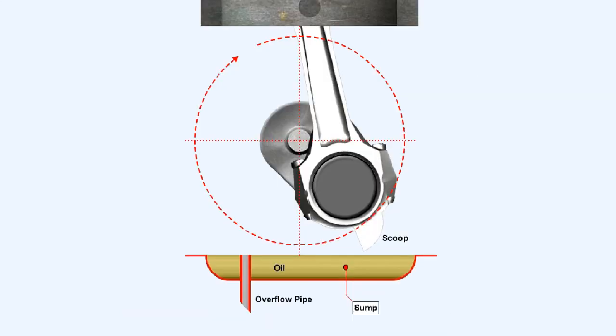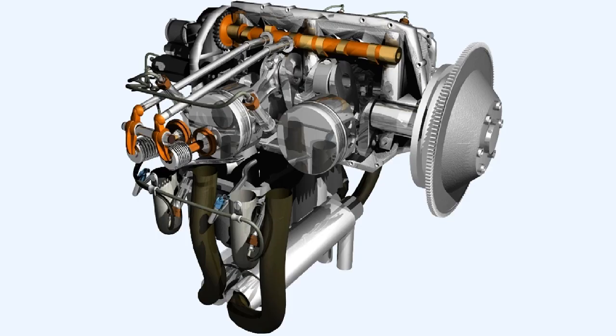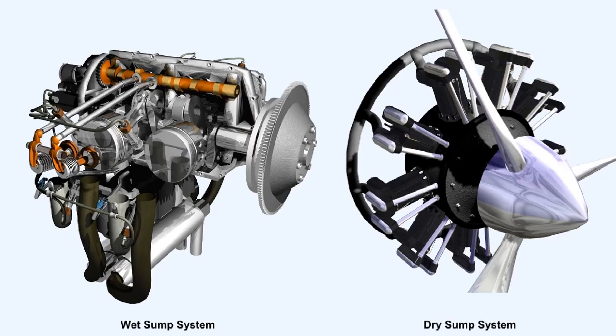The splash system, where oil is thrown onto the major components by the rotation of the crankshaft in the oil sump. And the combination pressure splash method, whereby the major components are supplied by pressure oil from a pump, and remaining components are supplied by splash lubrication. Most modern generation engines use the combination pressure splash method.